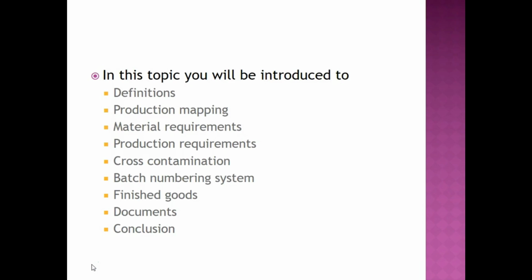Production mapping, we'll just follow an example of production steps in a small molecule facility. The requirements around handling and control of materials used in the production process, as well as controlling the production process itself. Cross-contamination will be discussed and how to prevent it. Batch numbering systems, finished goods and documentation associated with production, and finally, conclusion.